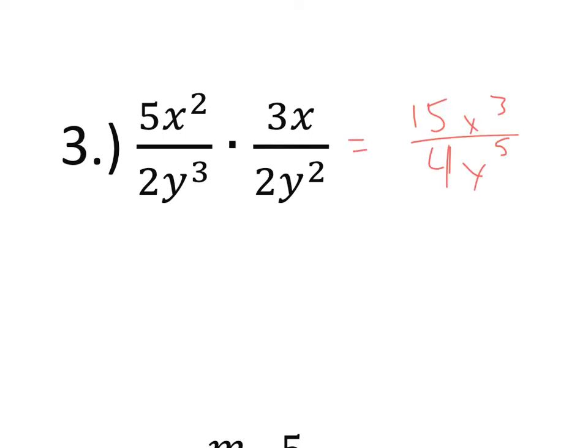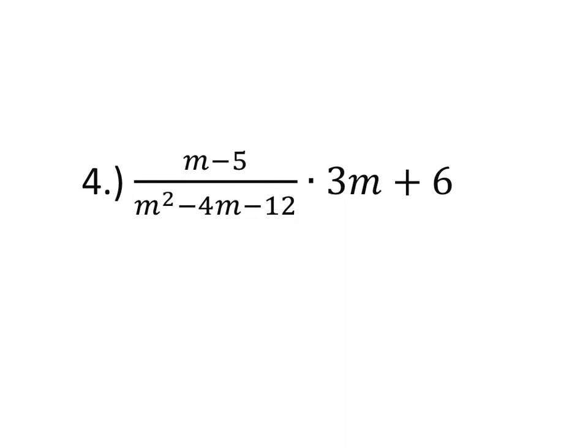So this one shows us we're not always going to be able to simplify. On here, there were no coefficients that I could simplify. There were no x's in the denominator. There were no y's in the numerator. So x squared times x is x cubed. y cubed times y squared is y to the 5th. 5 times 3 gives me the 15. 2 times 2 gives me the 4. That's my final answer right there. Moving on to number 4.